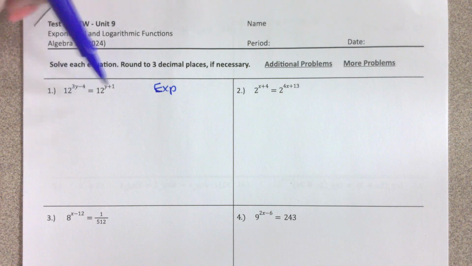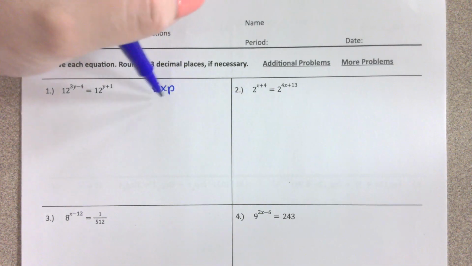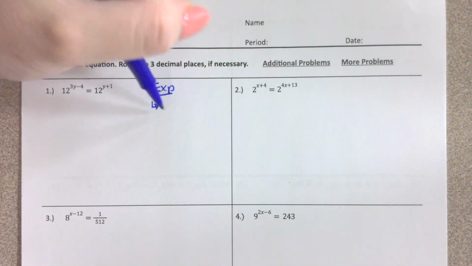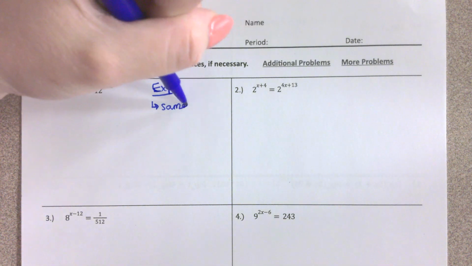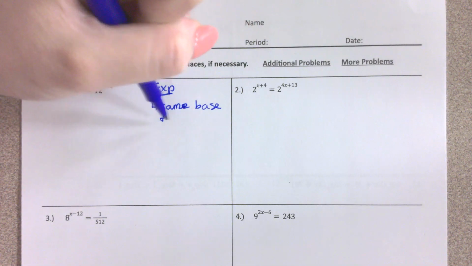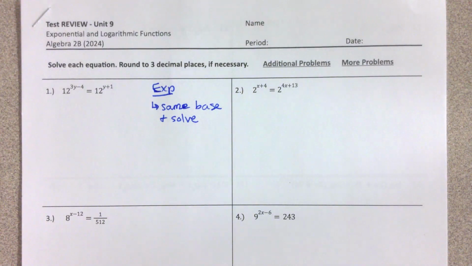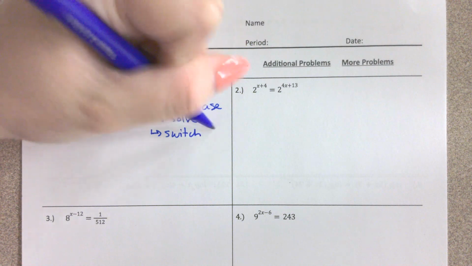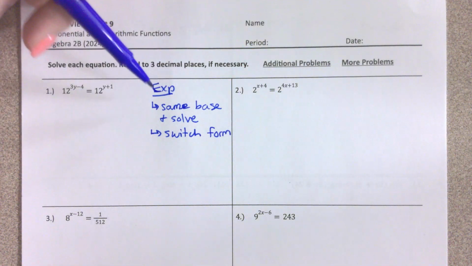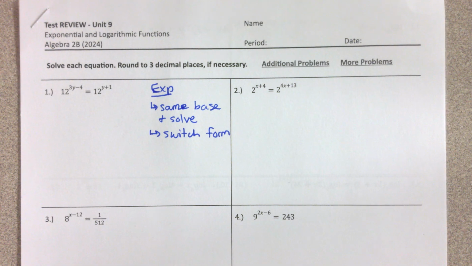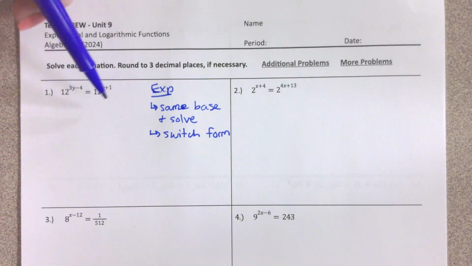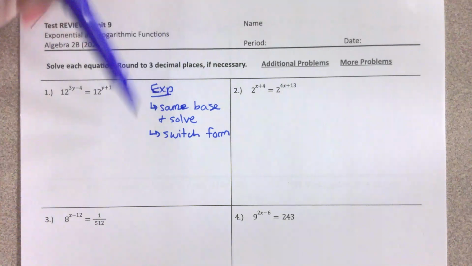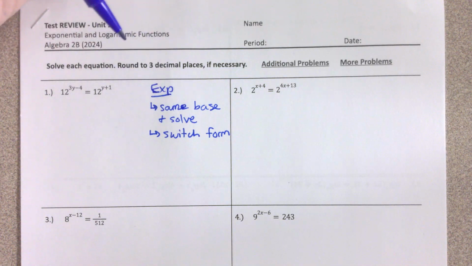We have exponents here. These equations can be solved one of two ways. The first way you can do it is by getting the same base, and you solve from there once you have the same base. The other way is by switching the form. Since we're in exponential form, that would be switching to log form. Depending on the problem will depend on which way you want to solve it. This problem, we already have the same base. They are both 12. So this would be a problem where you'd want to work with the same base and solve. Switching the form would be quite a bit of work. You would still get the right answer, but I wouldn't find it worth it personally.